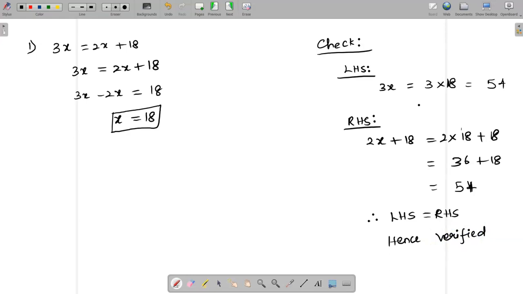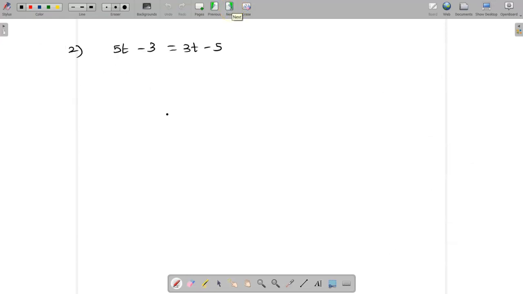Okay. So coming to the next problem. We have the second problem as 5t - 3 = 3t - 5. Write your equation as it is first: 5t - 3 = 3t - 5. Take your t values to one side. So 5t, here 3t becomes minus 3t, and minus 5 written as it is. Minus 3 will become plus 3 when it goes to the right hand side. 5t minus 3t is 2t, and minus 5 plus 3. So subtract, it is minus 2.